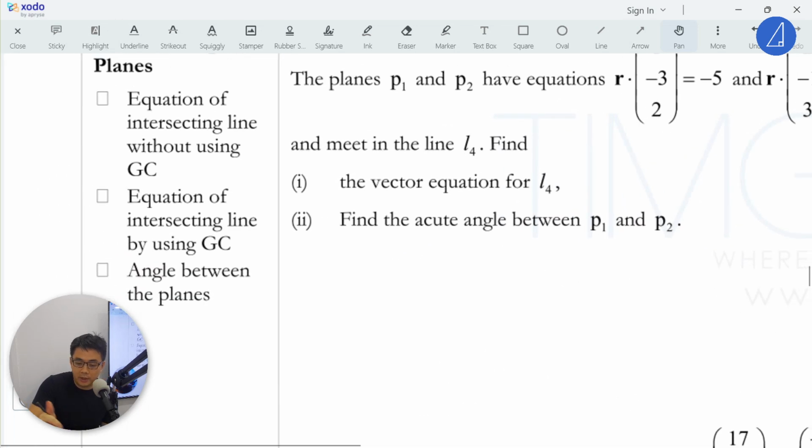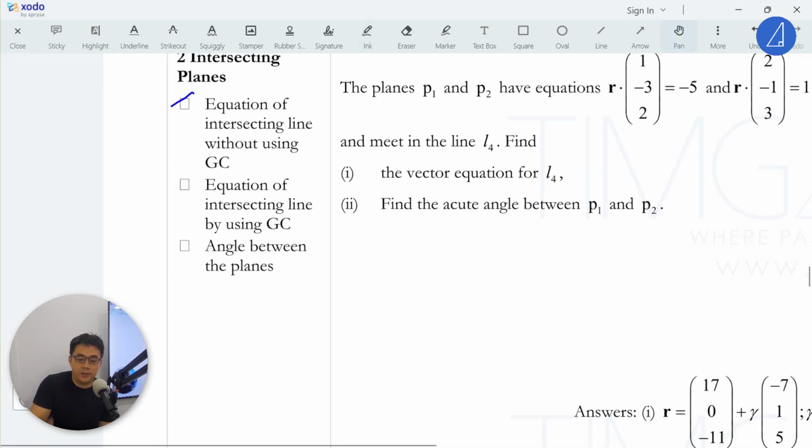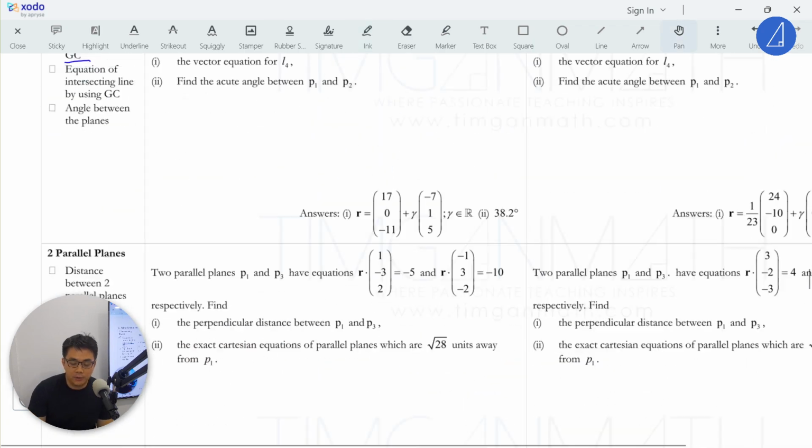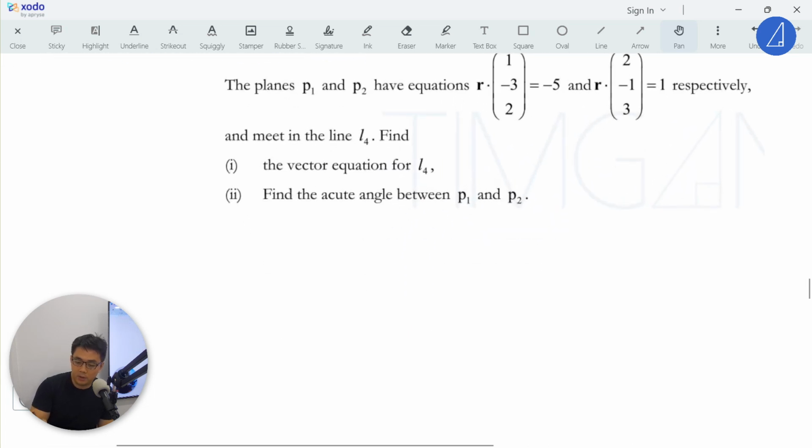Okay, so the line equation of the intersecting line without using GC is quite straightforward, right? For L4, you have to know how to do it without using GC, super important.